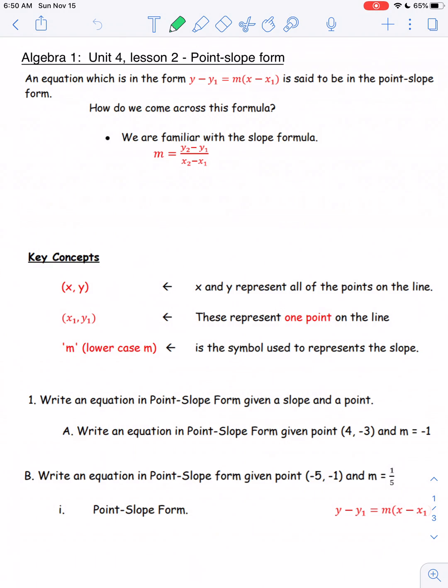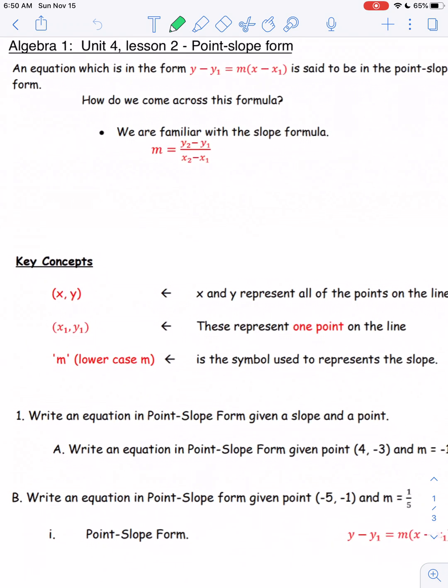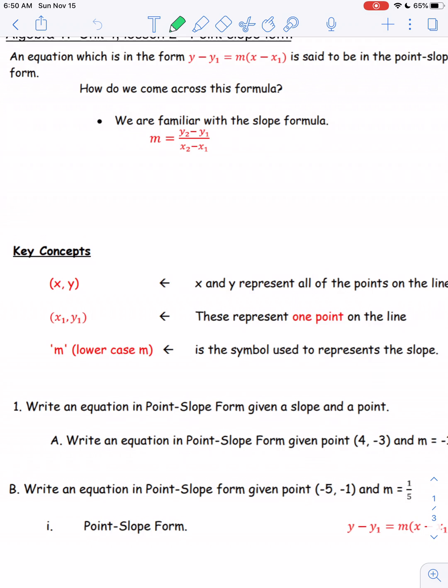This is Algebra 1, Unit 4, Lesson 2, Point-Slope Form. So we've been talking about slope-intercept form, but there are other forms of writing equations out there that we haven't talked about yet. The first one we're going to talk about is called point-slope form.